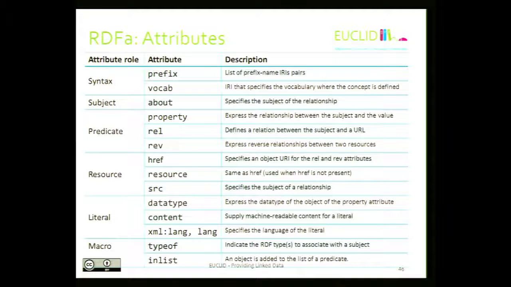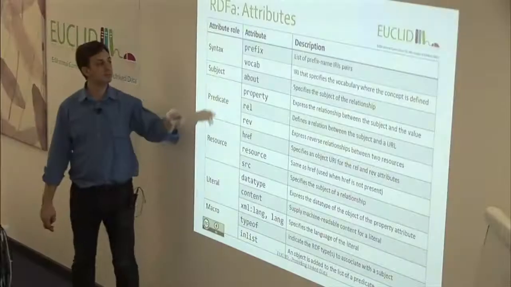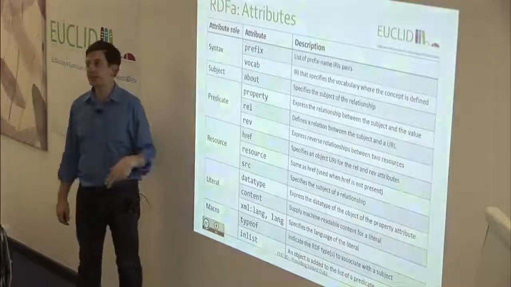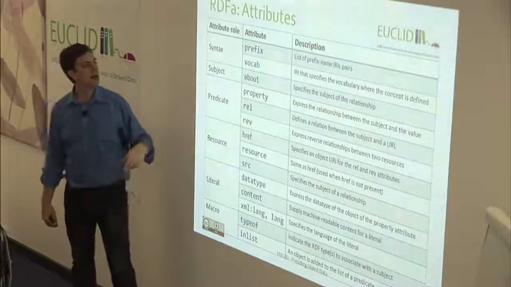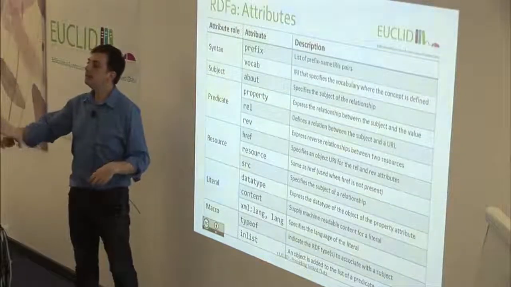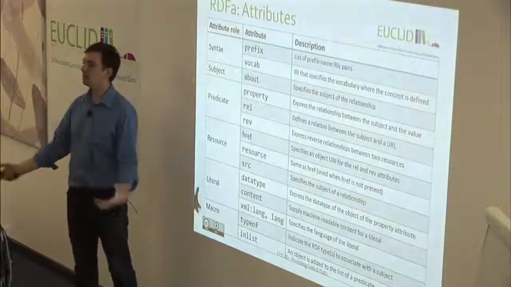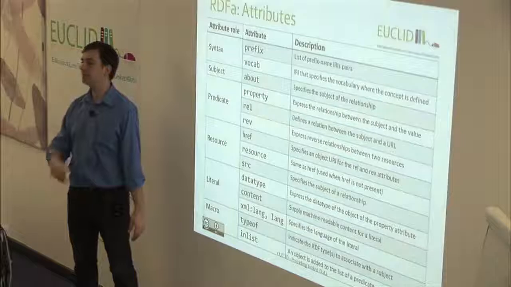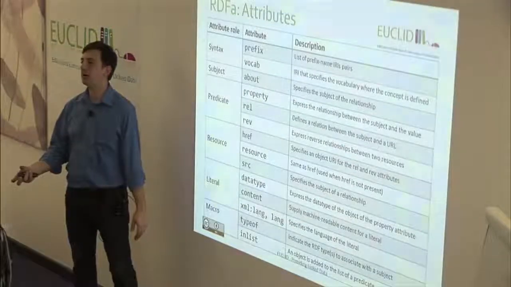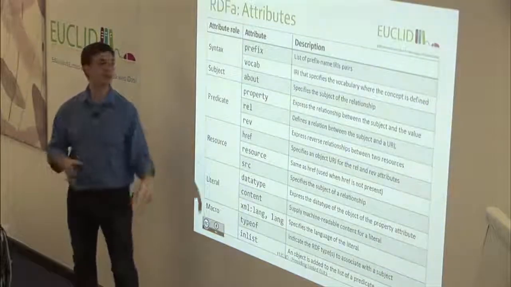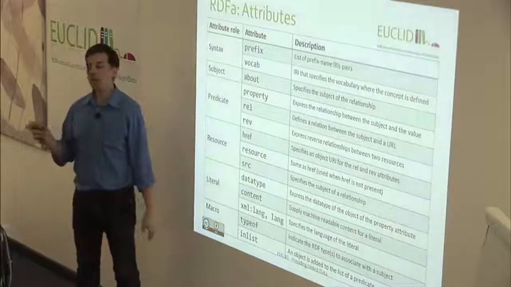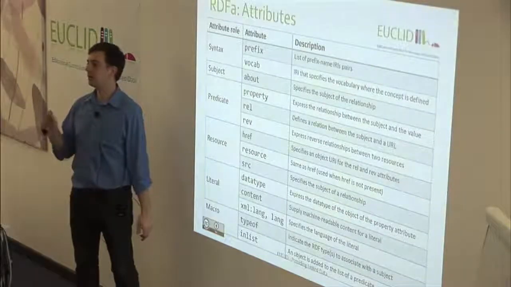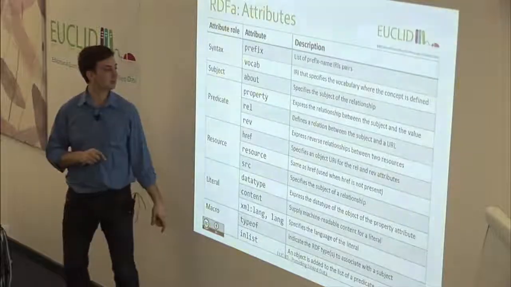In order to do that, we have these attributes. We can specify namespace prefixes just like we're used to doing at the start of Turtle. We can specify the actual vocabularies that we're using. In order to embed a statement where the subject is already represented in the HTML, or in general as XHTML and XML, we use the about attribute to specify where the subject is.